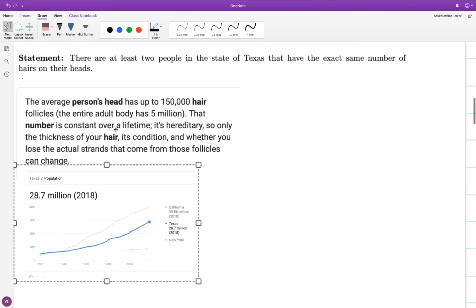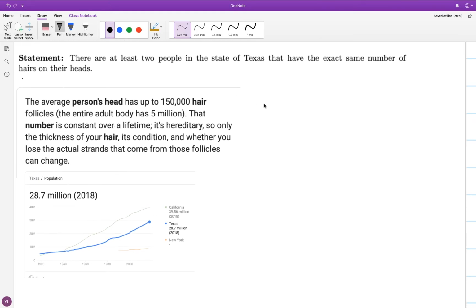Okay, and now we set up a function. So let's let f from x to y, and I guess x is going to be the set of Texans, and y is going to be the numbers from, let's say, 1 all the way up to 5 million, let's say.